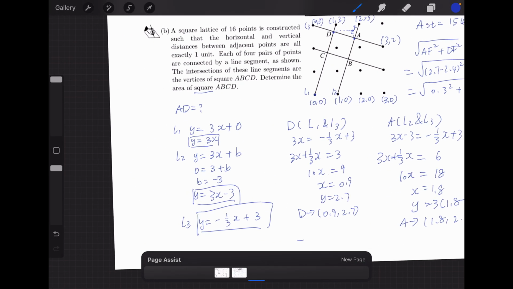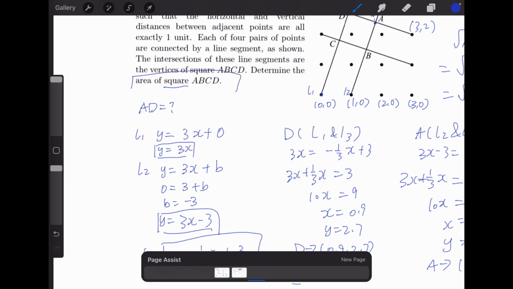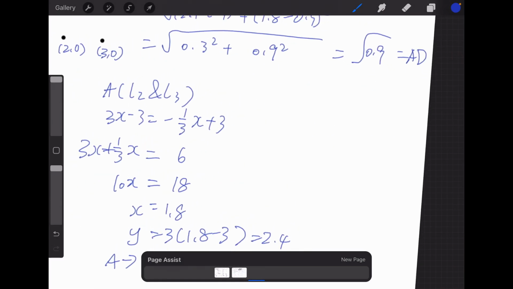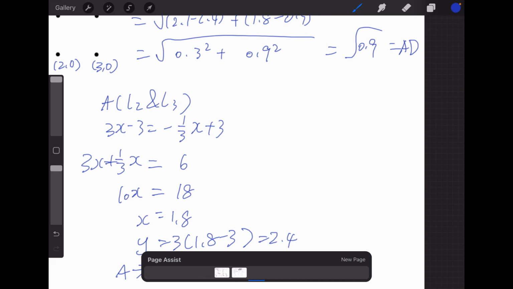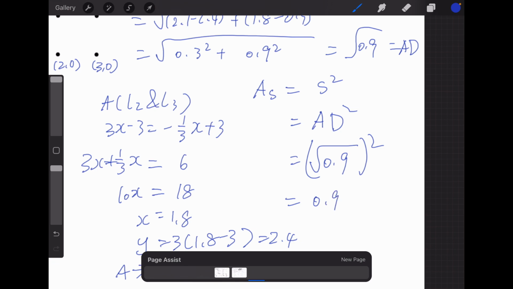Because we're looking for the area of the square, we can figure that out using the formula: area equals side length squared. In this case, the side length is AD, so the area is AD squared. This is the square root of 0.9, squared, and that just gives us 0.9 as the answer.